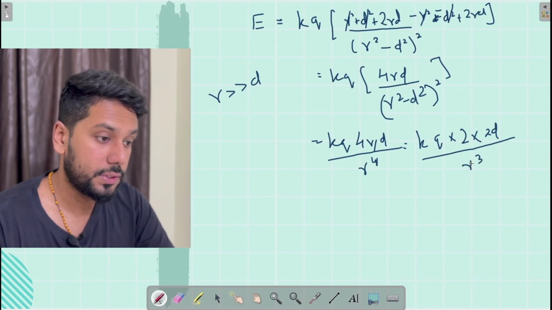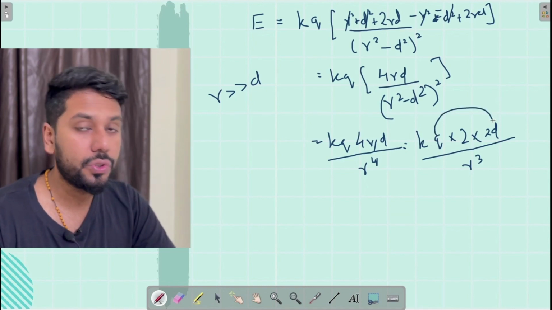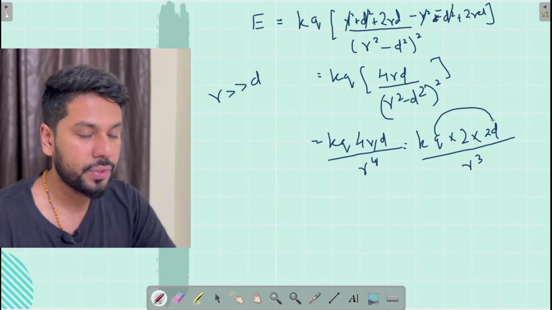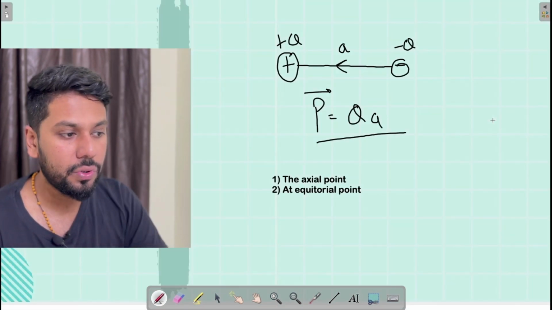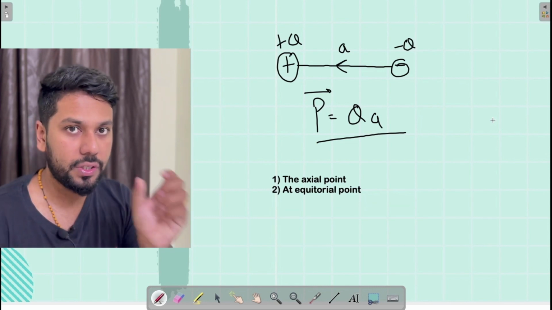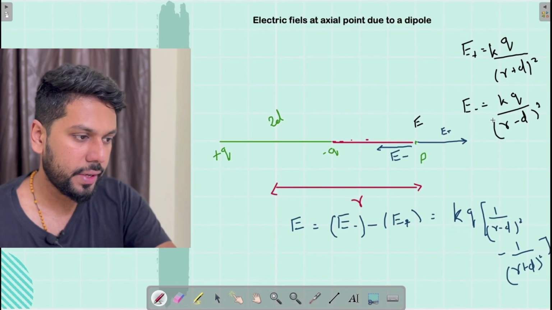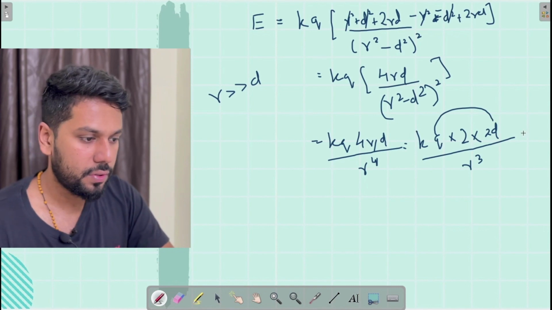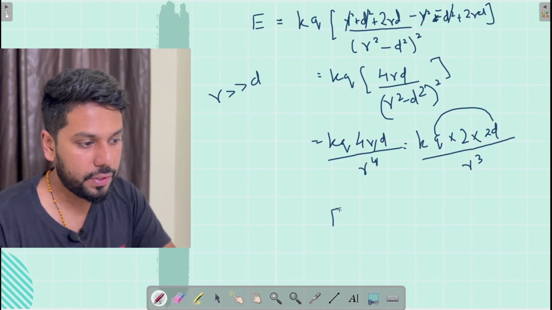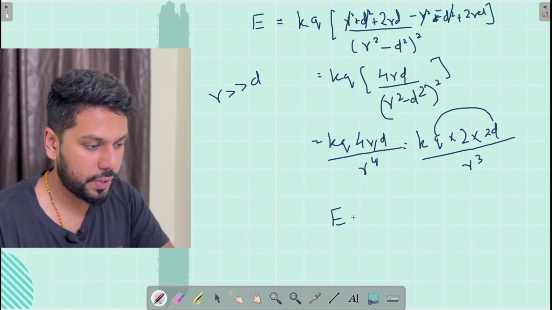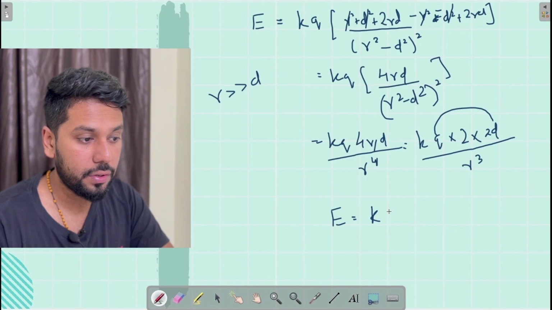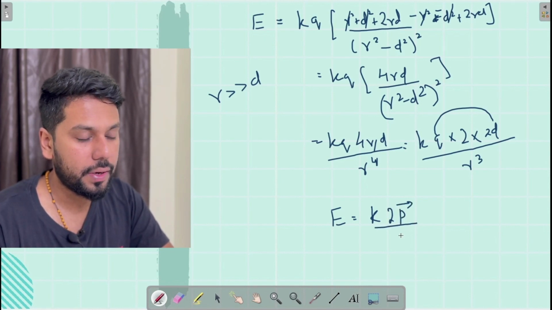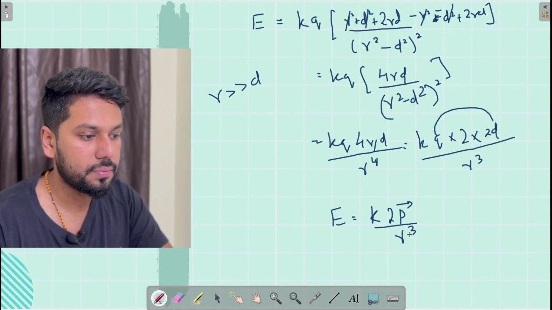Now you see here, Q into 2D, students, is dipole moment, isn't it? Q into 2D is dipole moment. I told you the dipole moment is charge into the distance between them. So hence, I have the electric field due to axial point as K into 2 into dipole moment divided by R cube.